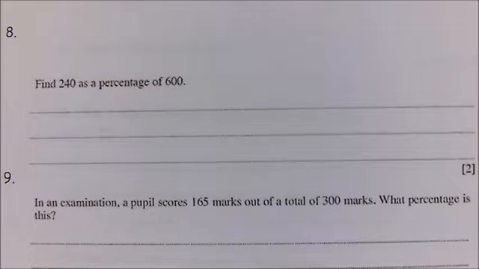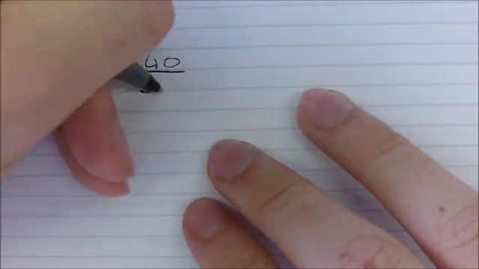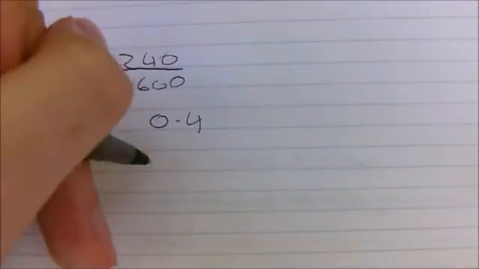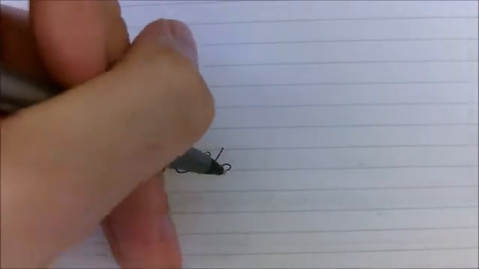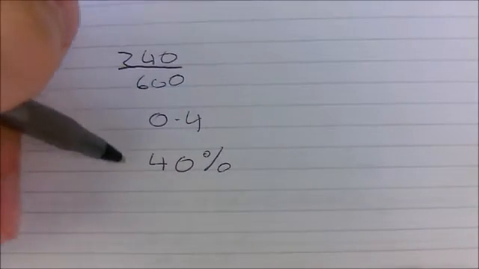So we've got question 8 in the booklet, which is find 240 as a percentage of 600, and that's as simple as dividing the two numbers. So 240 divided by 600 is going to be 0.4. So 0.4 as a percentage then is going to be 40%. So 240 is 40% of 600.